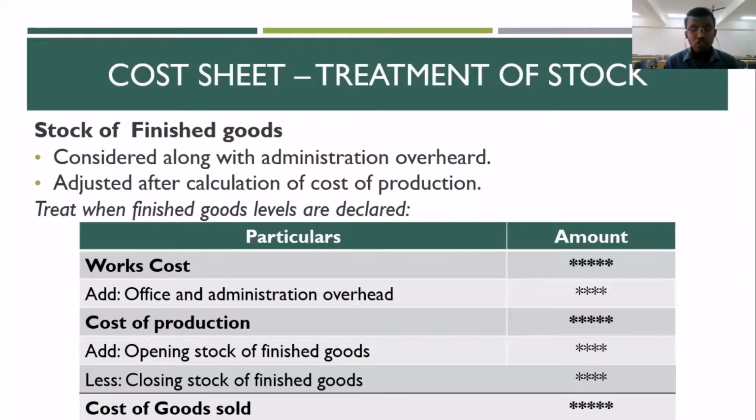So to works cost, you will have to add your office and administration overhead. Then to that, you have to add opening stock of finished goods, subtract closing stock, and you will get your cost of goods sold. Okay.